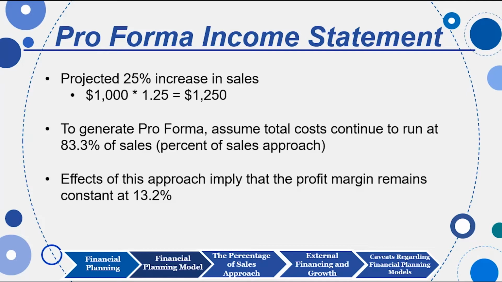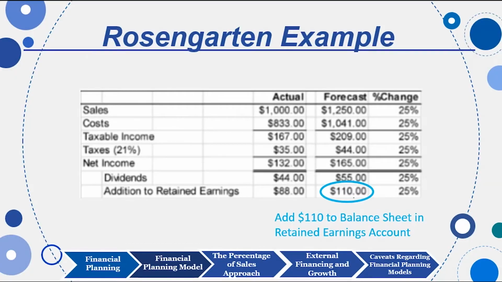And here's an example of a company named Rosengarten. They wanted to grow 25%, so a pretty aggressive sales forecast. They're going to look at their cost as a percentage of sales. So we're going to use a percent of sales approach all the way down to net income. And we would calculate their net income as a percent of sales, or profit margin, or net return on sales as 13.2%. That's what it was in year one actual, and that's what it will be in the forecast.